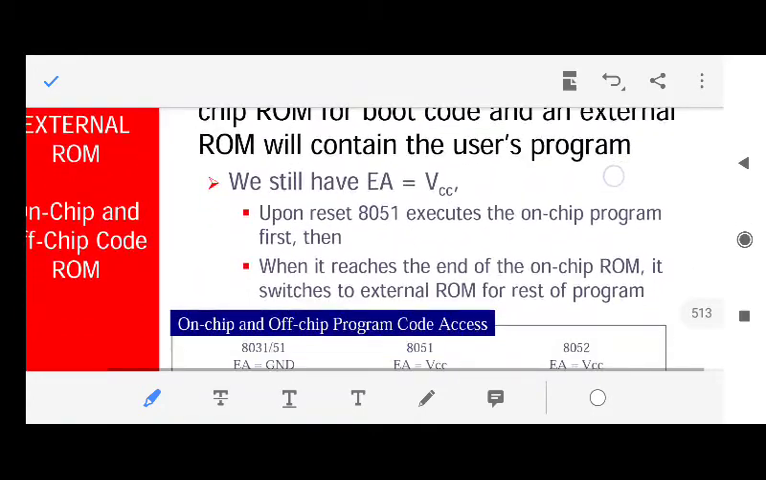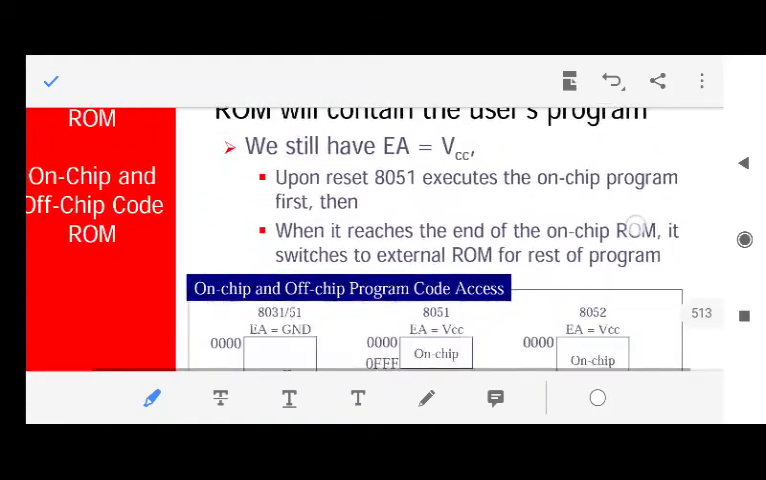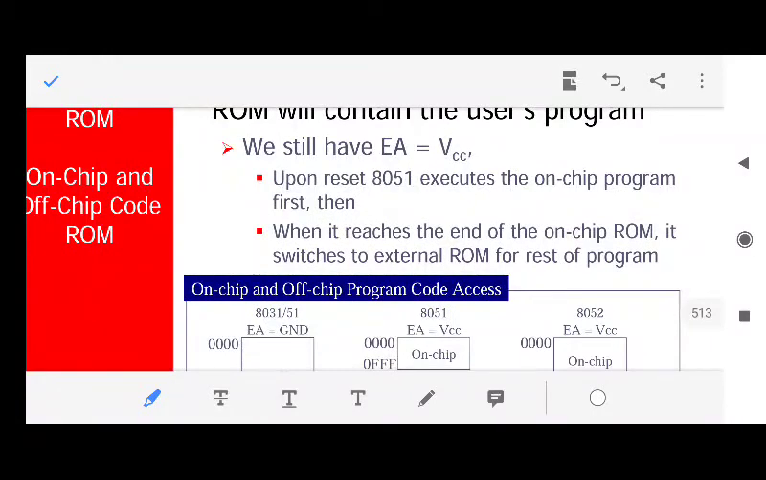There's one more thing. If you connect the external access pin equal to VCC, VCC means 1. So when the external access pin is 1, what will happen? It means you are using the internal memory of the 8051. And when the external access pin is 0, that means you are using external memory.